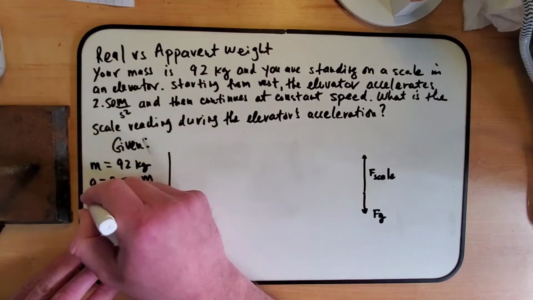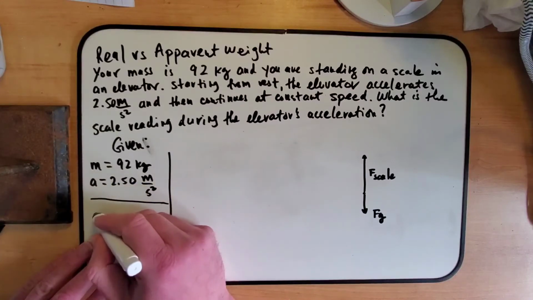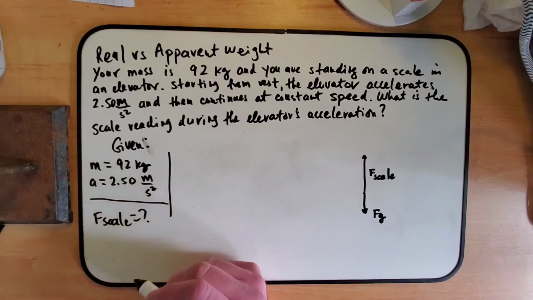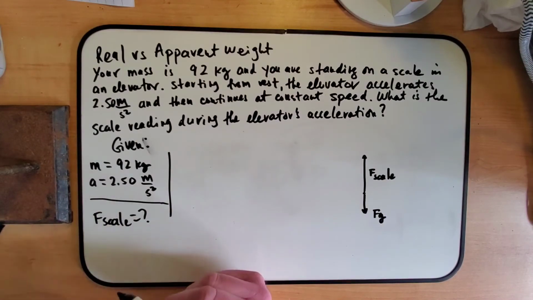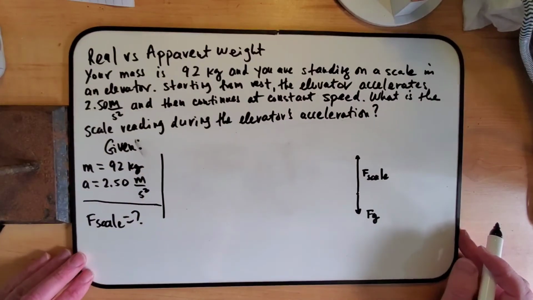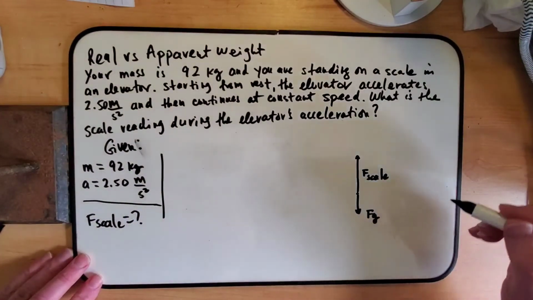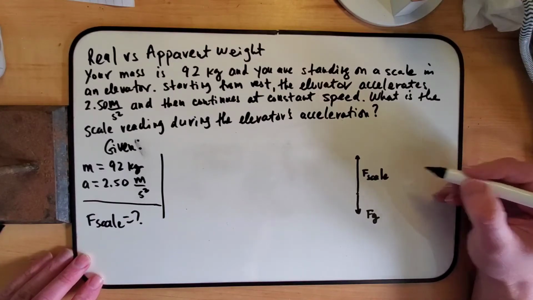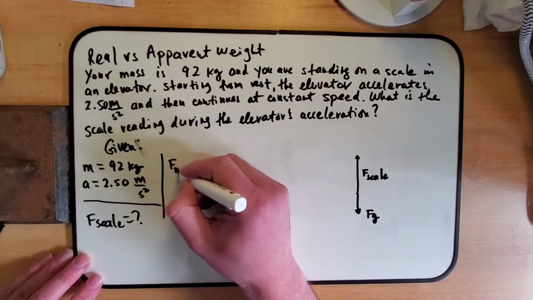So what I need to figure out, guys, now is I need to find out F scale, question mark. All right, so how do I do this now? Well, remember guys, from our previous discussion, I can now do the following. Well, how do I find the F net?